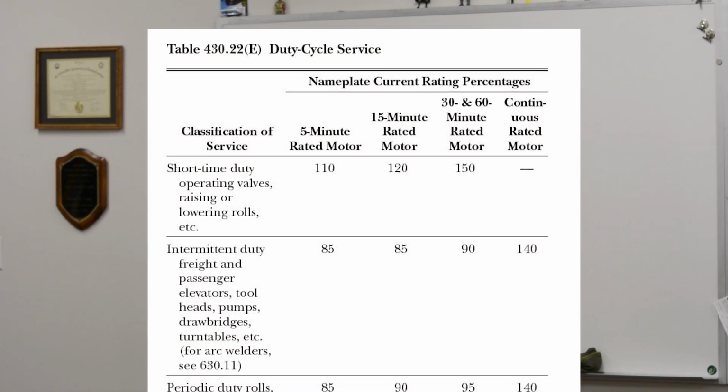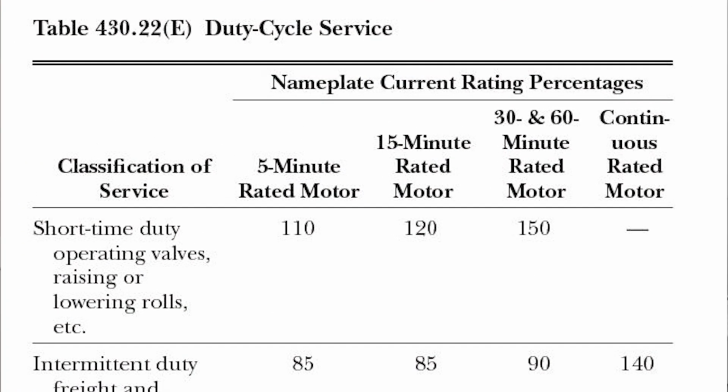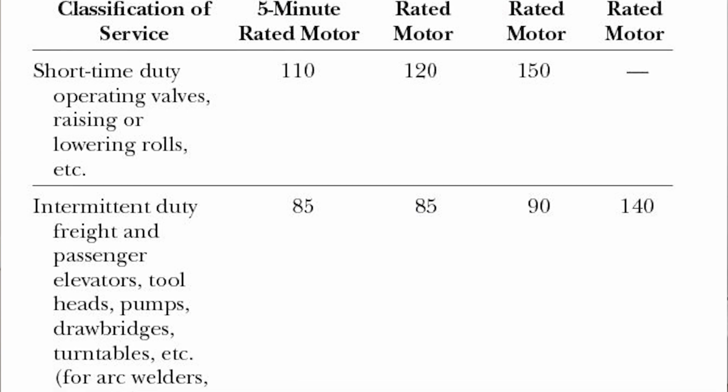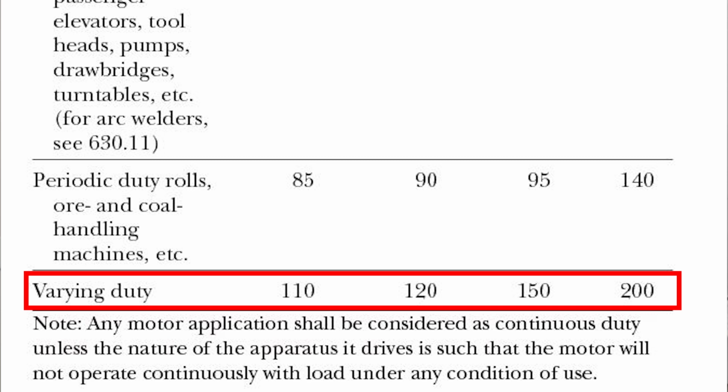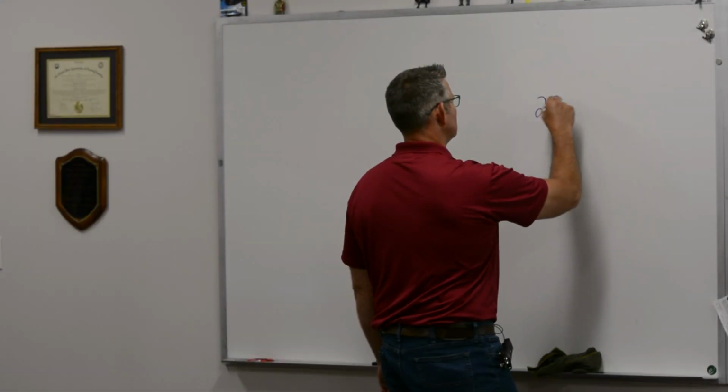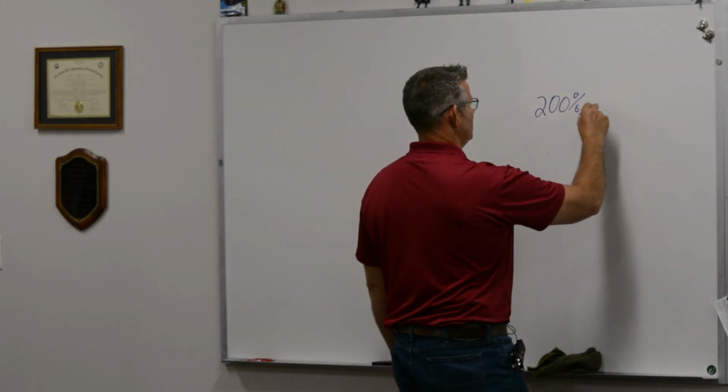All right, let's look at table 430.22(E). Let's go across the top where it has the motor types, right? This is a continuous rated motor. You see that? So we go over to continuous rated motor. I'm going to read down to varying duty. What's the percentage given there? 200%. 200% of what?